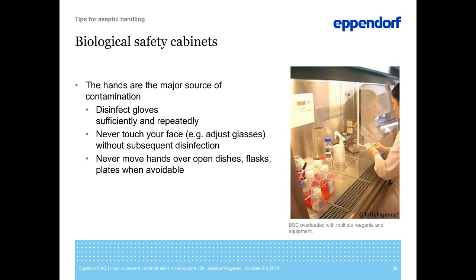Your hands are the major source of contamination when handling cells. Disinfect the gloves sufficiently. That means let them dry before you start working. And disinfect them not only once, but repeatedly. For example, when you adjust your glasses, never do it without subsequent hand disinfection. When you are pipetting, try to avoid moving your hands or arms over open vessels. In general, avoid hectic movements with your arms inside the BSC and when standing or sitting in front of the BSC, as it will disturb the laminar airflow.